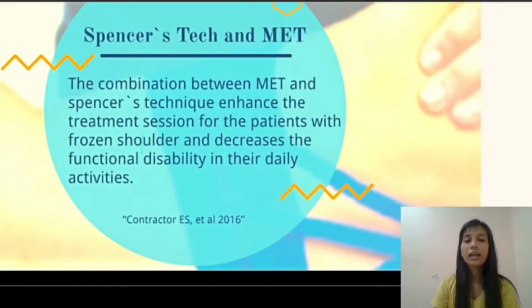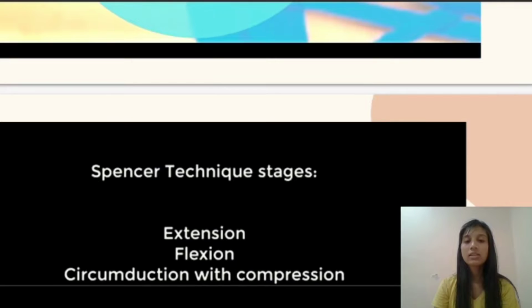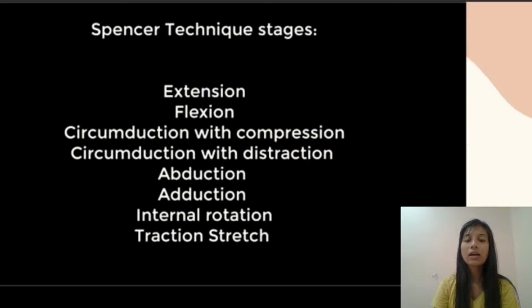Spencer technique and MET. The combination of MET and Spencer technique enhances the treatment session for the patient with frozen shoulder and decreases the functional disability in their daily activities. Spencer technique stages are extension, flexion, circumduction with compression, circumduction with distraction, abduction, adduction, internal rotation and the traction stretch.